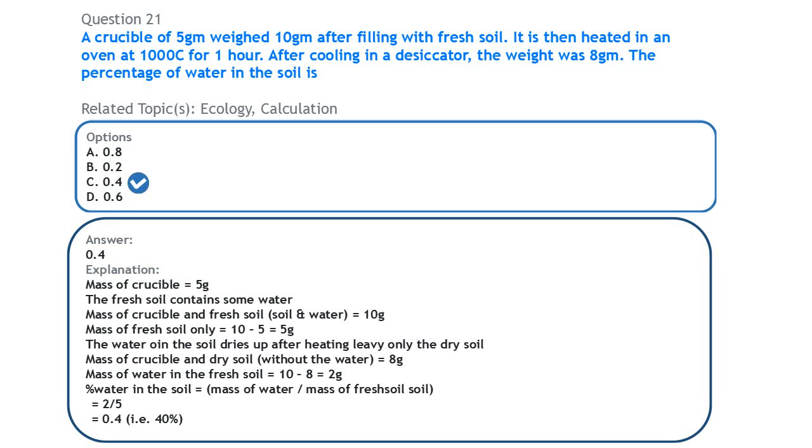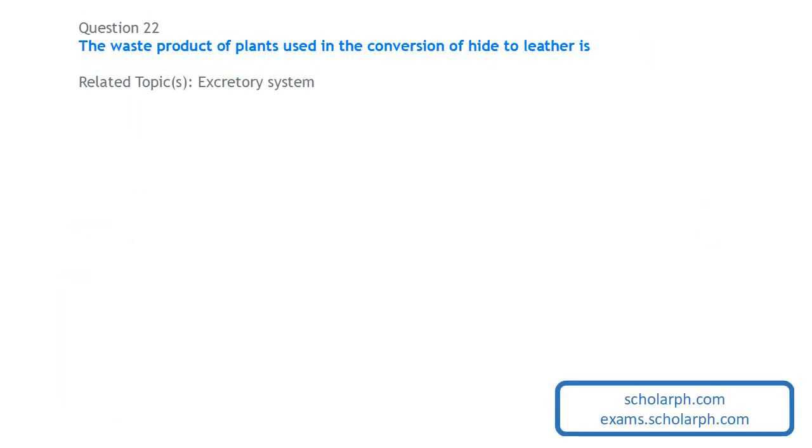So the mass of the water that left after heating will be 10 minus 8, and that is 2 gram. Then the percentage of water in the soil is going to be equal to the mass of the water over the mass of the fresh soil. The mass of the water is 2 grams, and the mass of the fresh soil is 5 grams. So we have 2 over 5, and that is 0.4, which is of course 40%. So from the options, that is the correct option here.